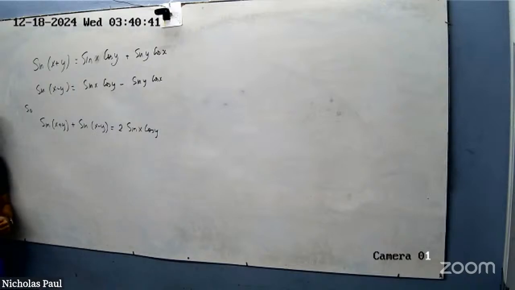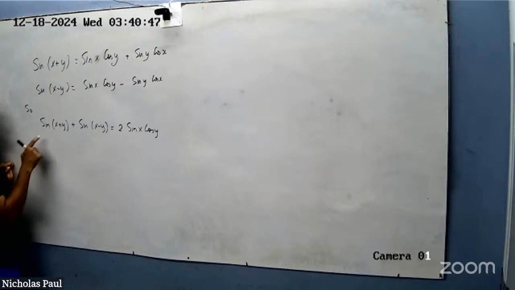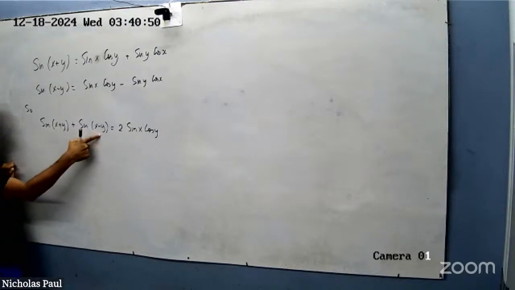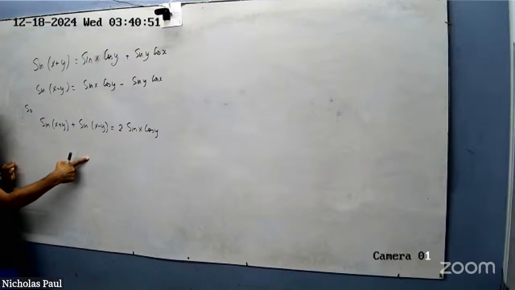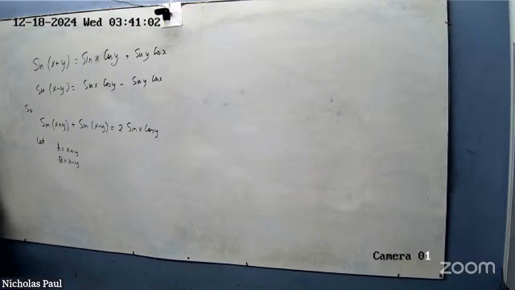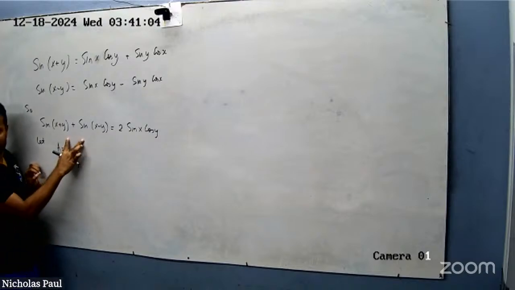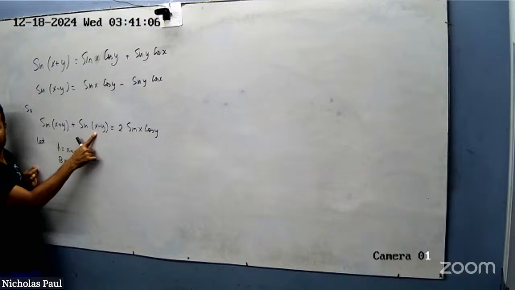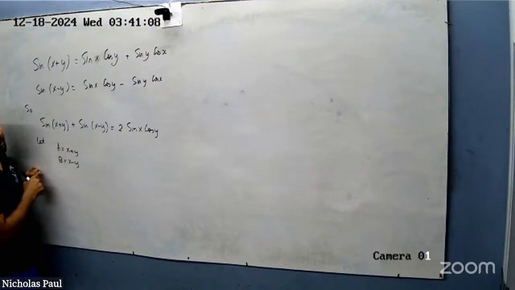Everybody okay there? Now to show you the real magic, if you look at your formula, we have sine A plus sine B. So let's do something here. Let A equal x plus y, and let B equal x minus y. This is A and this is B.